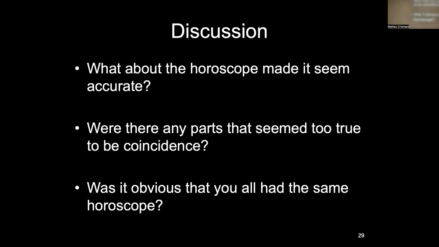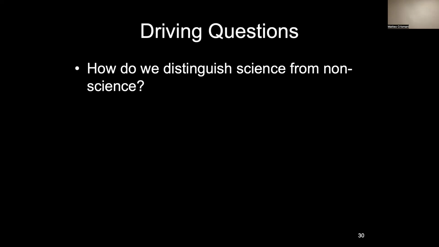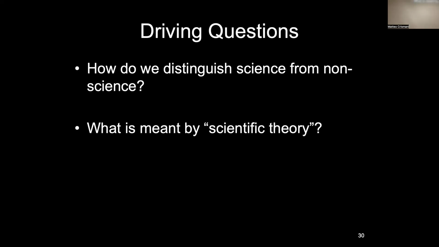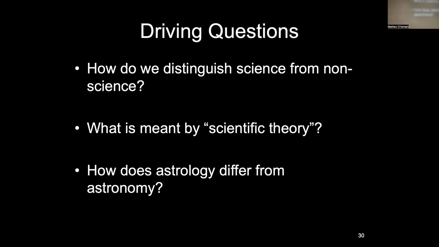But does it have an outcome in your decision making? It shouldn't, right? You should never purchase stocks because a horoscope told you. You think that that's a thing, but you have to keep in mind, if you had a bad day, it's not because of where Mars was. Does that make sense? Okay. So one of the driving questions here is, how do we distinguish between science and non-science? What is meant by scientific theory? What are the things that we require from a scientific theory? And also, how does astrology differ from astronomy? And what is the scientific validity from the perspective of science, not from the perspective of how we might use it in our day-to-day lives, right? That's an important differentiation, okay?